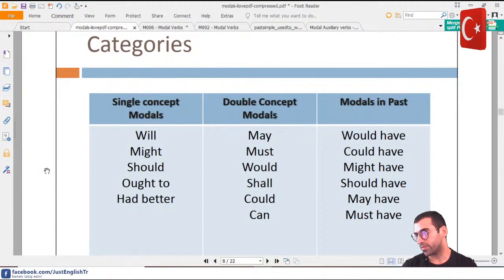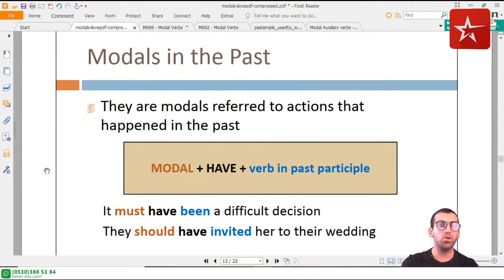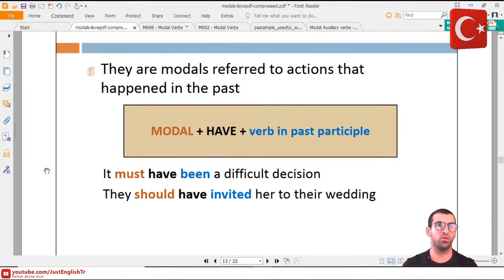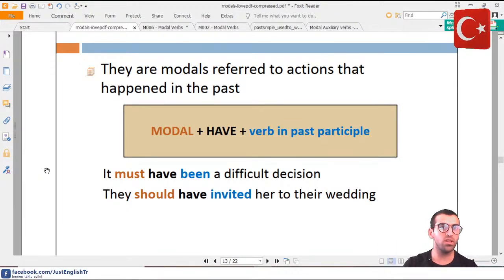All right. Single concept modals we have talked about, double concept modals we have talked about, and it's time to talk about the modals in the past. Would have, could have, might have, should have, may have, and must have. Modals in the past refer to actions that happened in the past. In this case, we use modal plus have plus verb in the past participle. It must have been a difficult decision, or they should have invited her to their wedding.